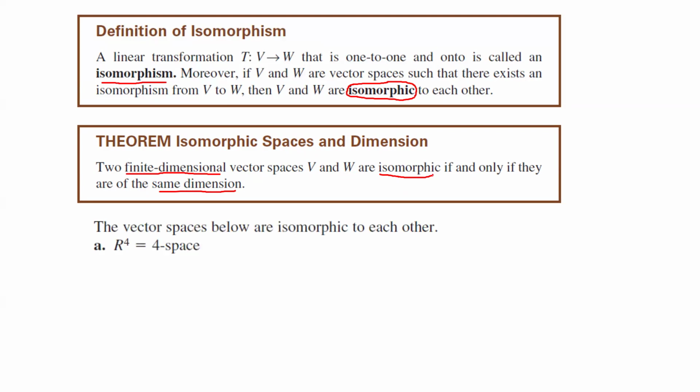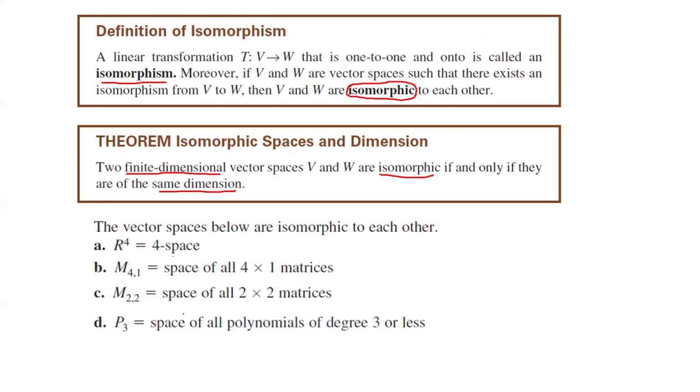Using this theorem, we can claim that the following spaces are isomorphic to each other. The 4 space and the space of all 4x1 matrices. The dimension of this space is 4x1, which is 4. The space of all 2x2 matrices, 2 times 2 is 4. P3, which is the space of all polynomials of degree 3 or less.